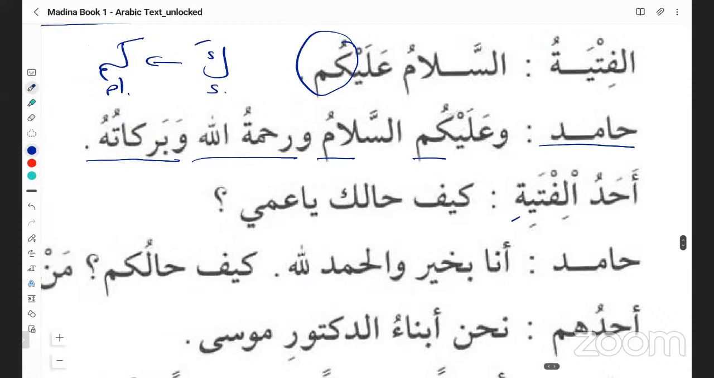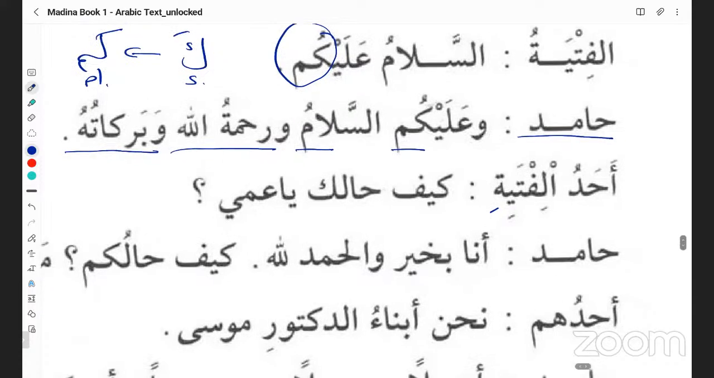It says, كيف حالك يا عمي? How are you doing? حالك, we spoke about hal before. حالك, your condition. Hal is a condition. So كيف, how is your condition? So hal is your condition that you are in. How is your condition? يا عمي, oh my paternal uncle.